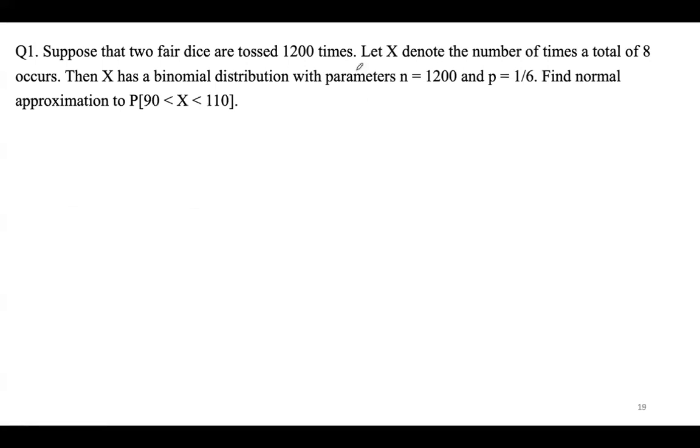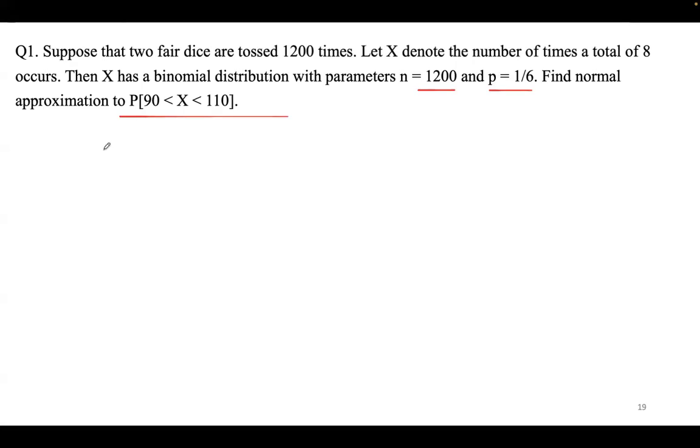The first question here is that suppose there are 2 fair dice which are tossed 1200 times, and let X denote the number of times a total of 8 occurs. We have seen previously that this sort of distribution would be a binomial distribution, and the parameters would be n is 1200, p is 1 by 6. Now you want to find the normal approximation to getting this value.